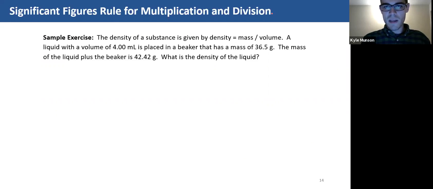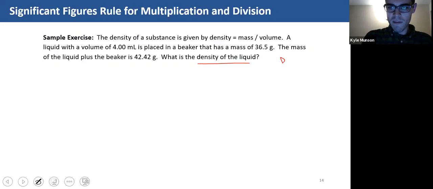So the density of a substance is given by density equals mass divided by volume. Okay, and a liquid with a volume of 4 milliliters is placed in a beaker with a mass of 36.5 grams. The mass of the liquid plus the beaker is 42.42 grams. What is the density of the liquid? Well, let's see. To calculate the density of the liquid, again, density is equal to mass over volume, and that's something we're going to learn in a later video, actually.